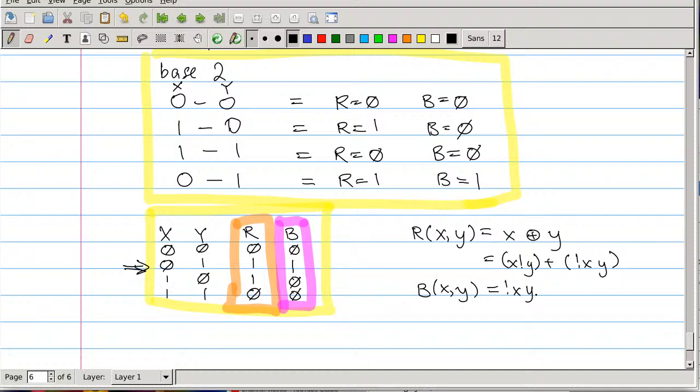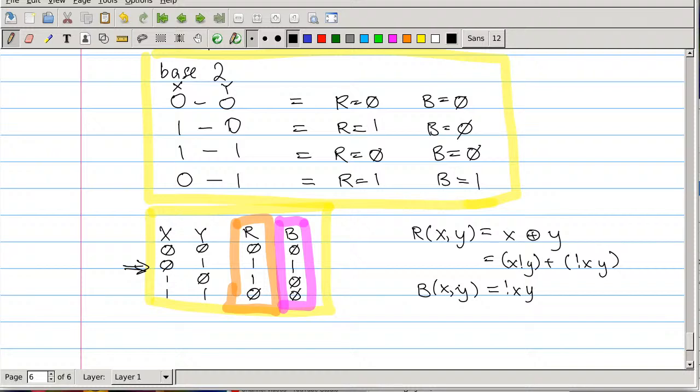So I just want to make sure everybody is associating the r and the b function in subtraction to the r and the c function in addition, with the only exception that b is a little bit different. Otherwise, not too bad.